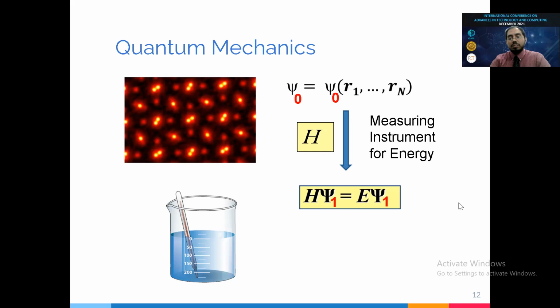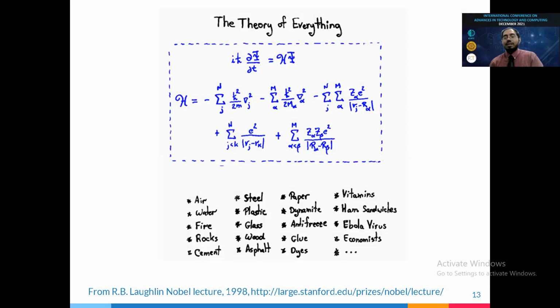So this particular numerical model, which we call quantum mechanics, it's a vast area, has a very simple explanation for everything. You have this theory of everything, you have this simple looking equation. If you expand, it spills out a whole lot of operators and problems that could explain everything, that could model everything that we find on Earth, from air to the Ebola virus, or the coronavirus, and to economists, as was given by the Laughlin Nobel lecture, we can model anything. The problem is we cannot solve this equation accurately. We can write it analytically, but we cannot solve it.